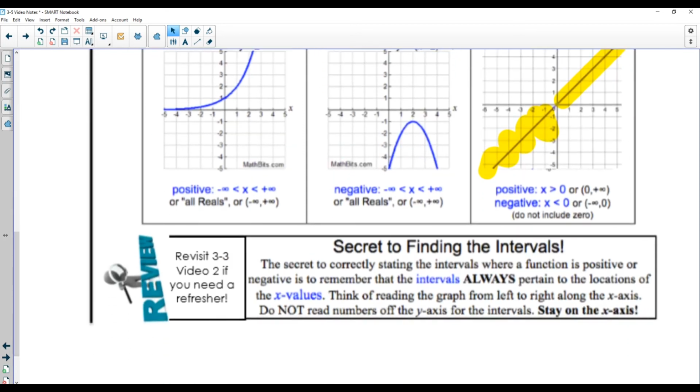Remember, when you're finding intervals, you are only going to be looking at the x values. Be very, very careful. When we're asking about positive and negative, we're wanting to know over what portion of this graph, what x values can I plug in that will give me a positive output? What x values can I plug in that will give me a negative output? So you're giving me the domain over which it's positive and the domain over which it's negative. If you need a refresher on how to write those intervals, go back and look at video 2 from lesson 3.3, because that's where we first introduced that.